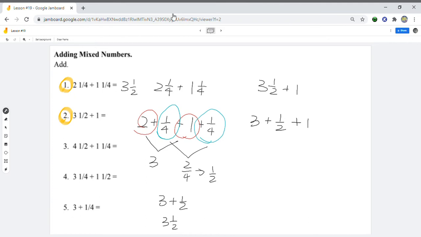And so this time it looks like we can add the whole numbers. I usually like to add the whole numbers together and add the fractions together. So 3 plus 1 is 4, and just 4 plus half, which is basically the same as 4 1/2. So number 2 is just 4 1/2. And that's just it for this section.